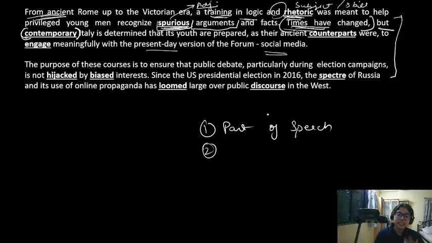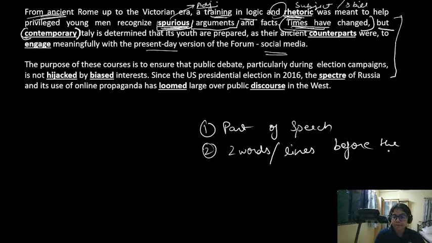So, the most important part to solve a contextual vocabulary question is always try to read two words or two lines before the word, okay, and two words slash lines after the word.